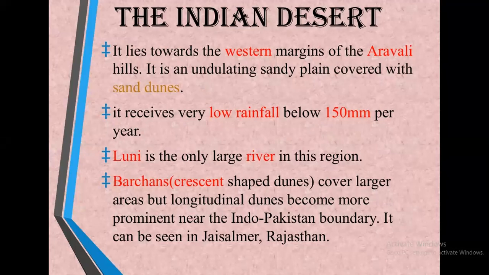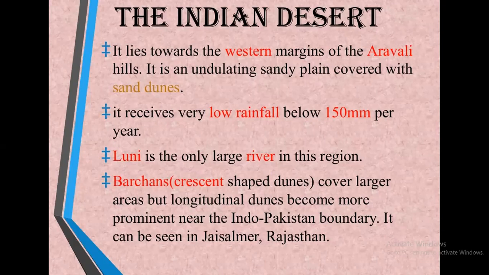It receives very low rainfall, below 150 mm per year. Luni is the only large river in this region. Barchans, that means the crescent-shaped dunes, cover larger areas, but longitudinal dunes become more prominent near the Indo-Pakistan boundary. It can be seen in Jaisalmer in Rajasthan. As we know, Rajasthan has the Indo-Pakistan boundary, right? So the crescent-shaped dune, the Barchan, is mainly found here in Jaisalmer in Rajasthan.